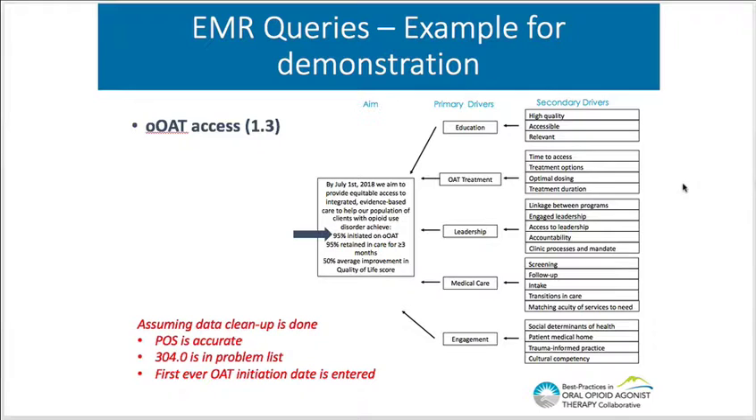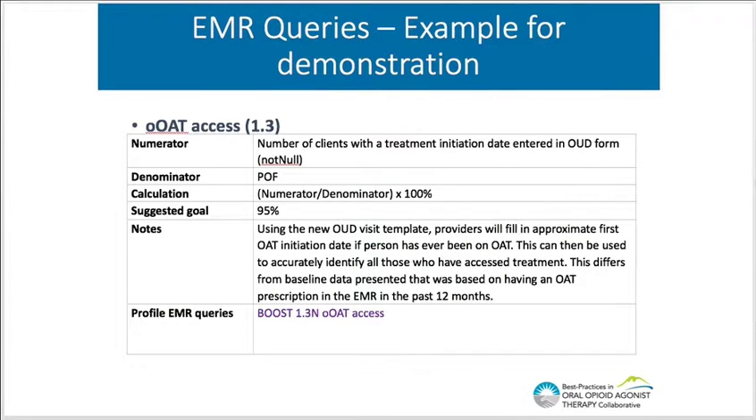Our OAT access hinges on the POS being accurate, the 304.0 being in the problem list, and where we're not quite there yet is having this first ever initiation date entered. If it is entered, that's how we're figuring out whether the person has ever been on methadone, Suboxone, or Kadian. We just need to ask this once per patient, so not too onerous. And I think this is one of the things we'll be focusing on next in our teams.